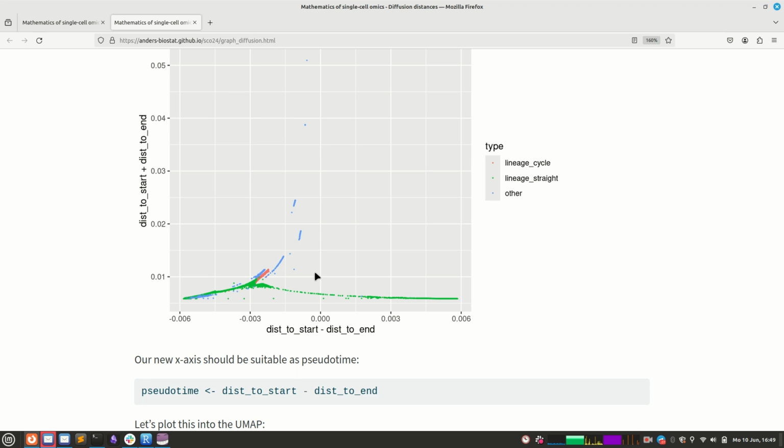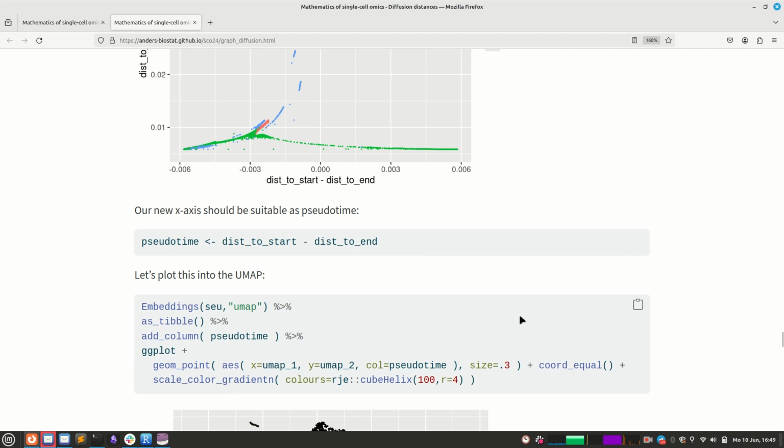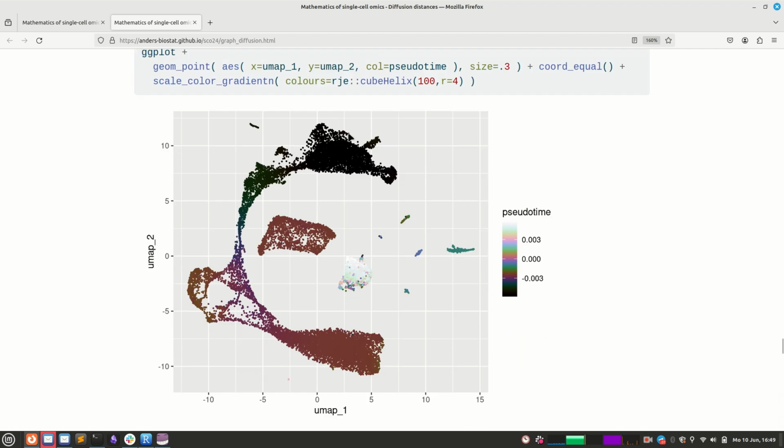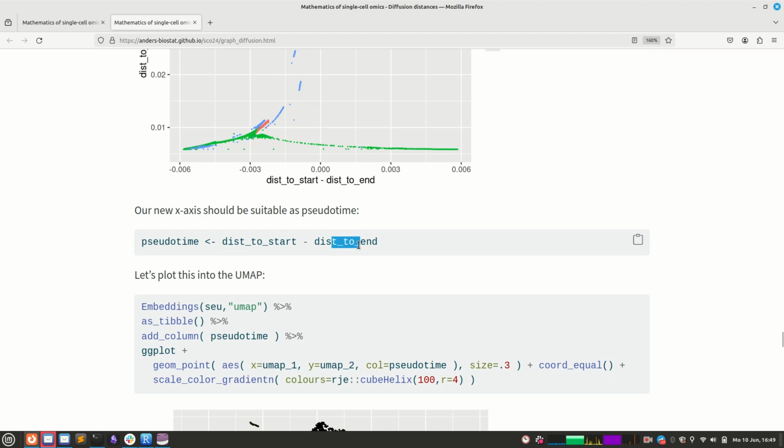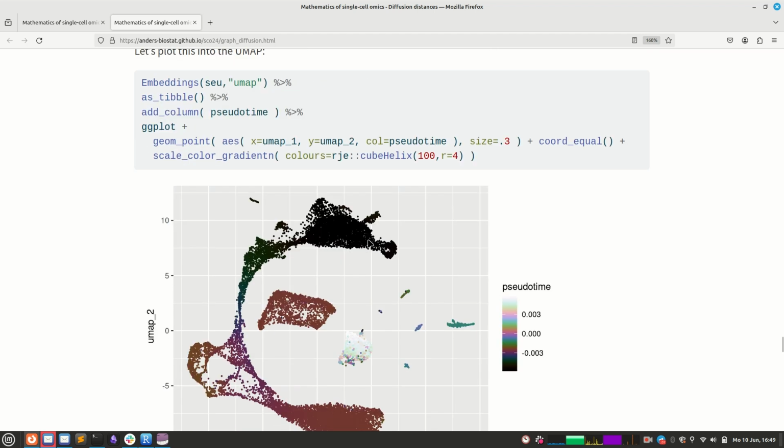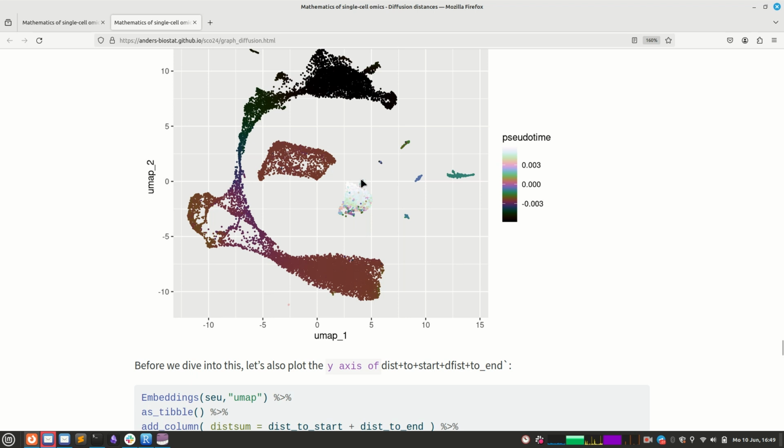This allows us, by having our graph, which sort of spreads from here to here, and putting all the cells in a useful order, to know in which order the cells are reachable by diffusing through the graph. And here I've now plotted this in my UMAP by coloring each cell by this new pseudotime, which, remember, is the distance to the start cell minus the distance to the end cell. And again the start cell is that one here, and the end cell is probably this one here.